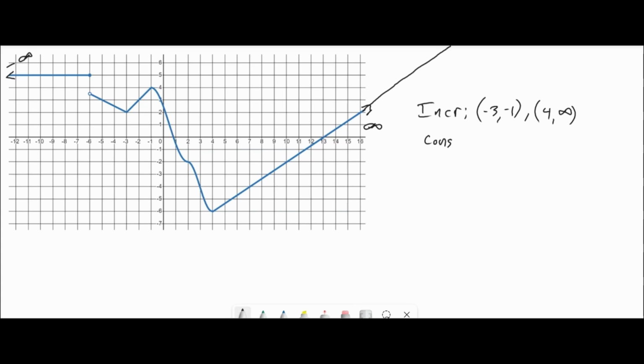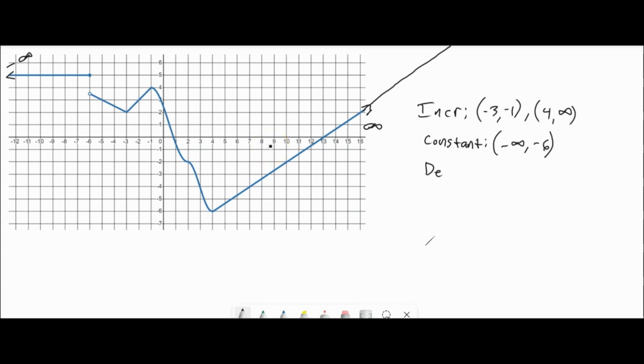And then as far as constant goes, we do have an interval of constant, and it's right here. It starts at negative infinity and it comes all the way up and then ends at -6. So our constant interval goes from negative infinity up to -6. Intervals do not include, we don't do inclusive. Intervals are always open circles, or open parentheses.